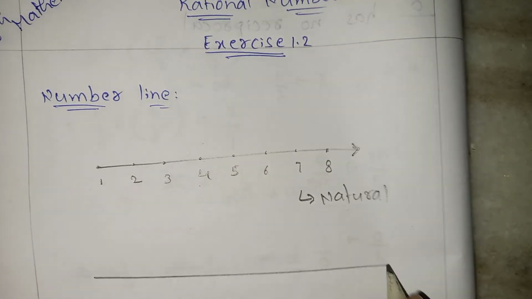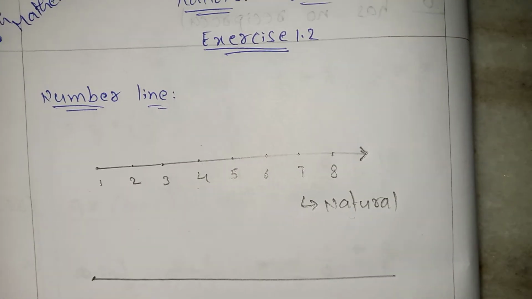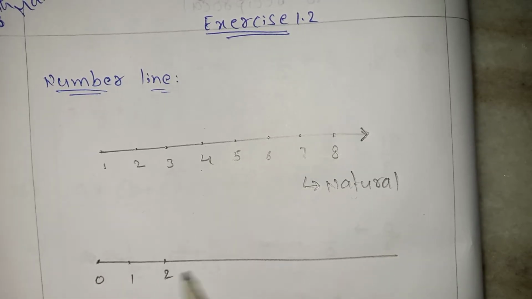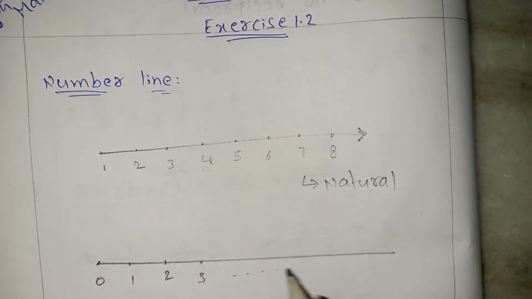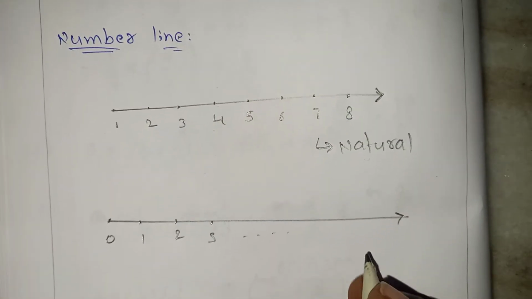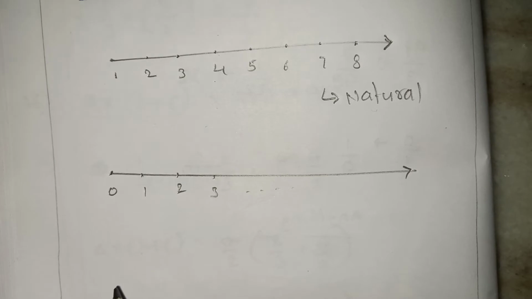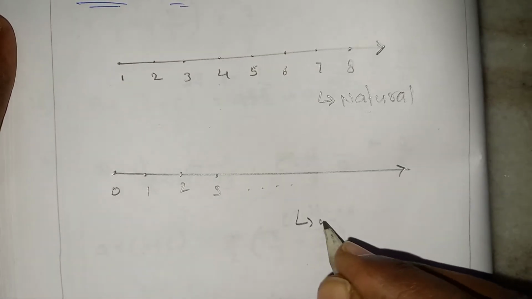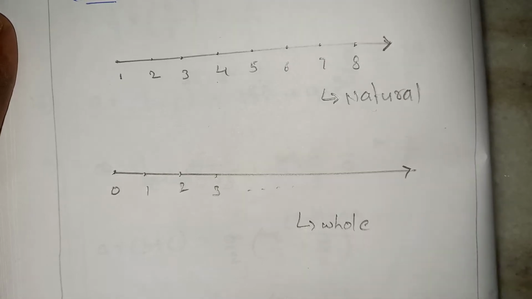If you want to mention whole numbers, then you have to start with 0. 0, 1, 2, 3, and so on, and you have to end with an arrow mark. This is for whole numbers.